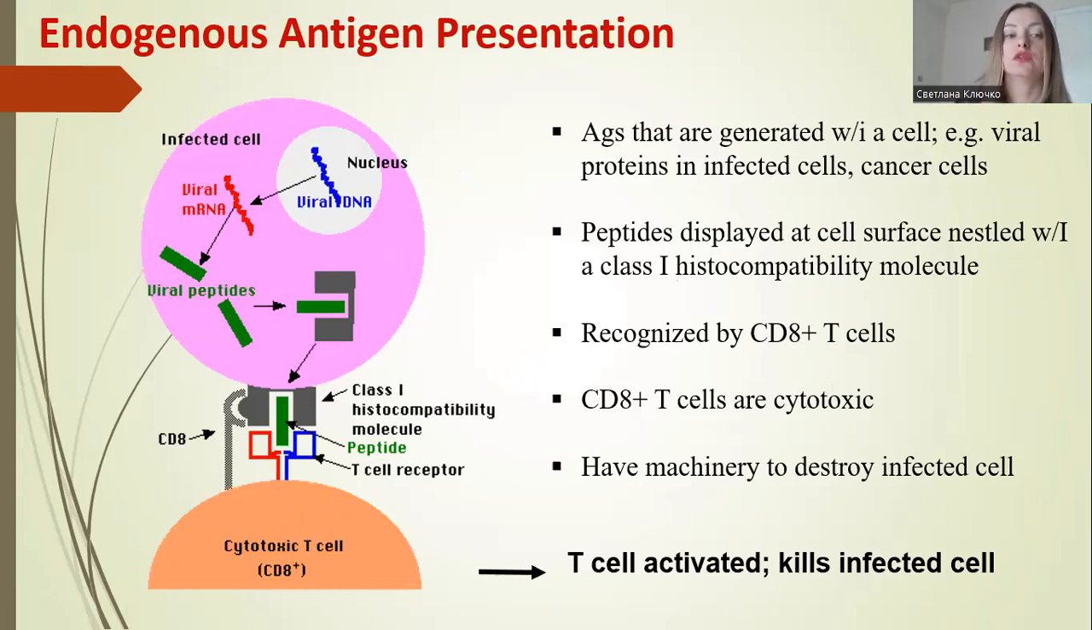Mechanism of endogenous antigen presentation. Antigens that are generated in a cell, for example, viral proteins in infected cells or cancer cells. Viral DNA in the nucleus of the host cell produces viral RNA in the infected cell, and in ribosomes we have production of viral peptides.